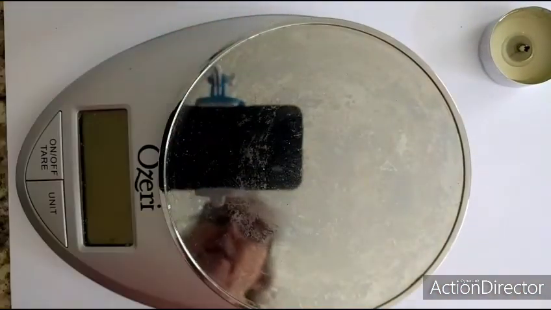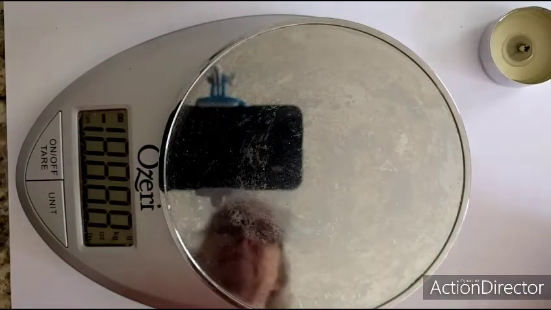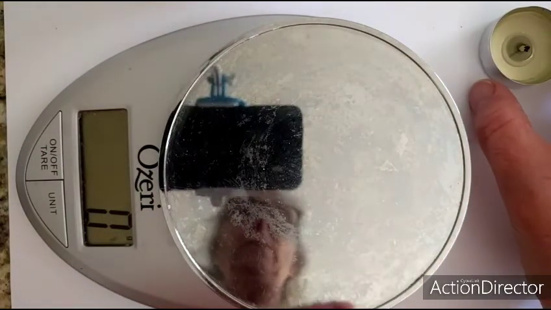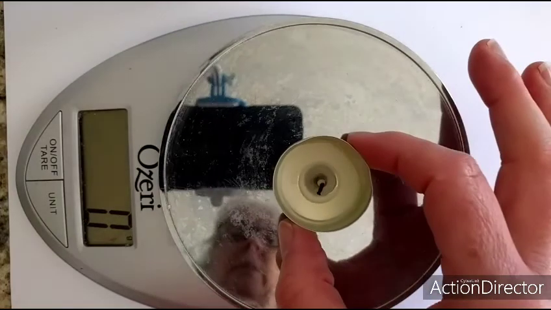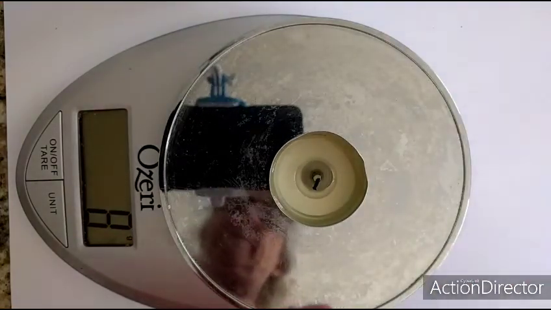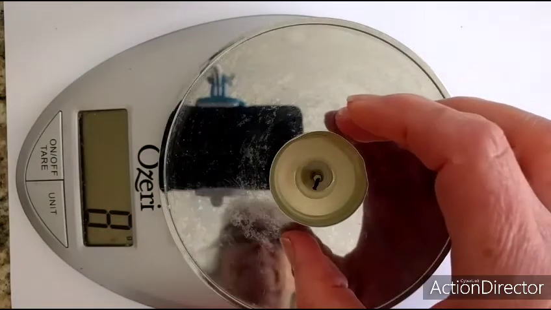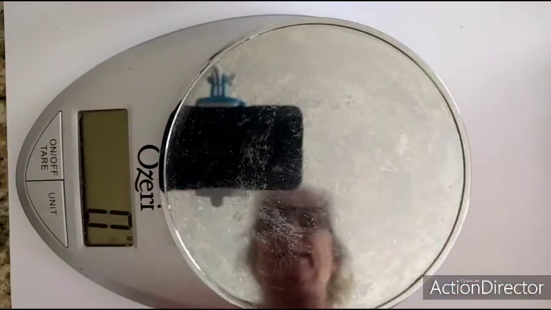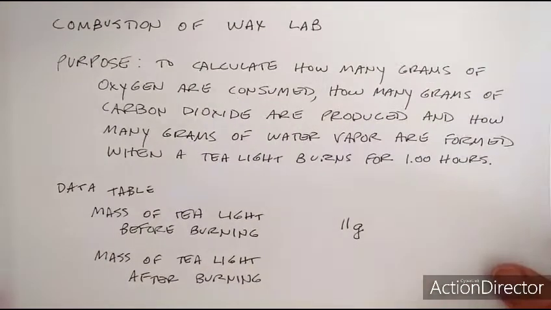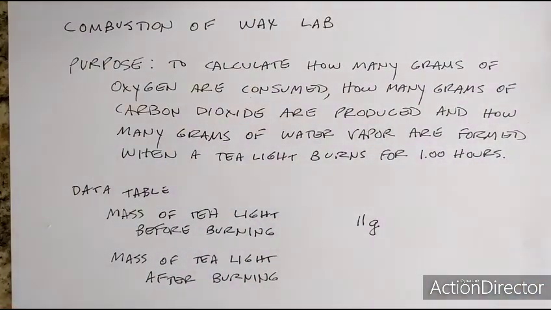Okay, there's our scale, turn it on. Okay, to 0. Put on our tea light after burning, and we can see that we have 8 grams now. All right, so let's put that in our data table. So we have the mass of the tea light after burning is 8 grams.